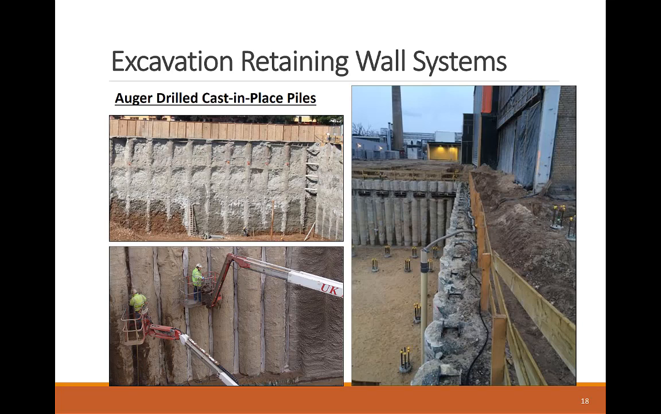The top left photo is for spaced pile retaining walls. We can see a kind of rib in the top third part of it, which is a whaling beam, and we can see also the heads of the ground anchors.